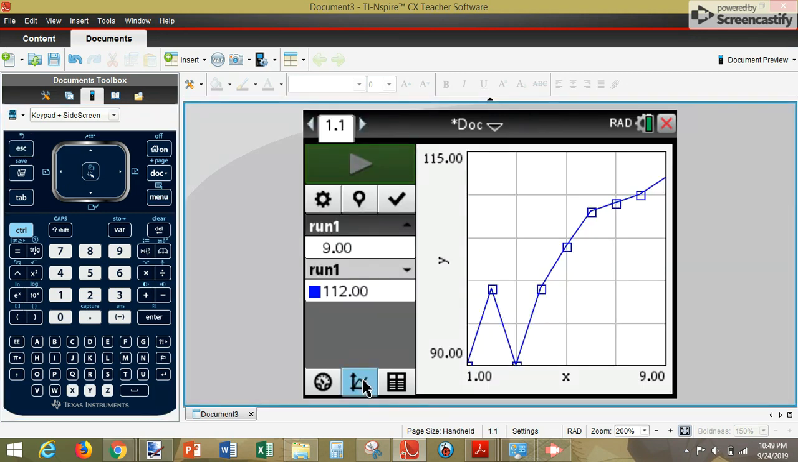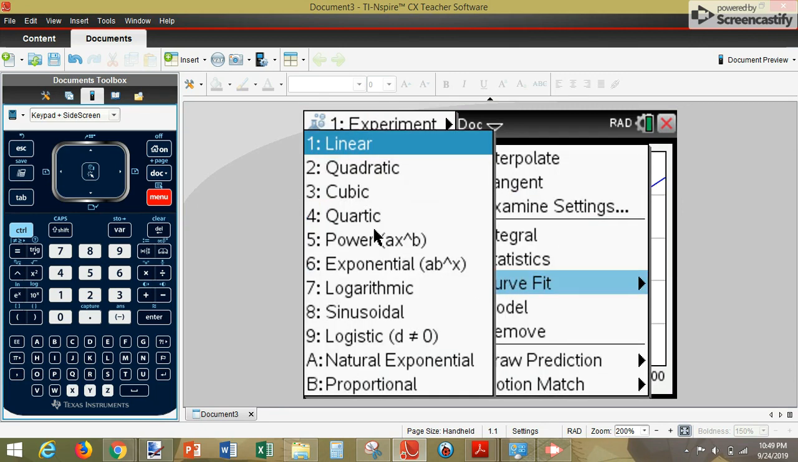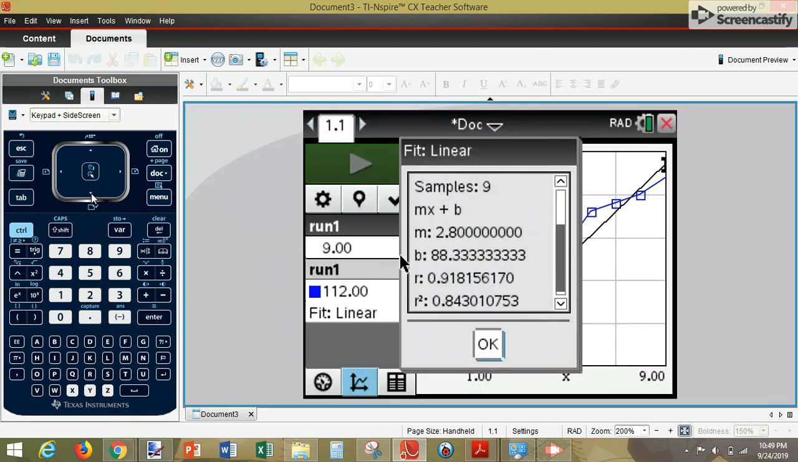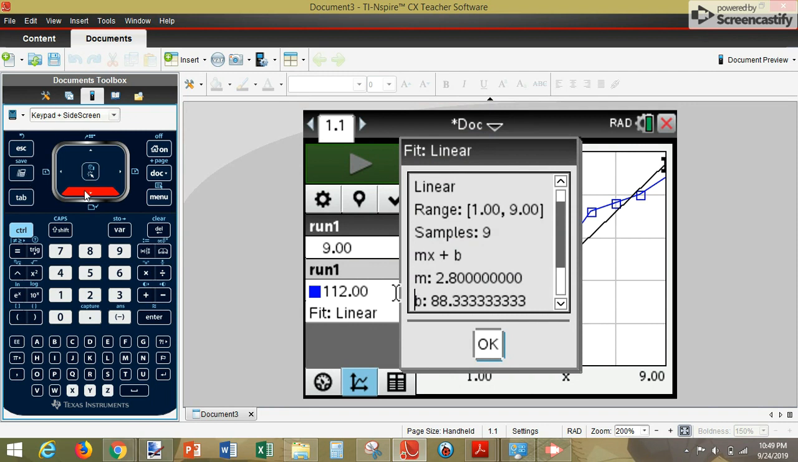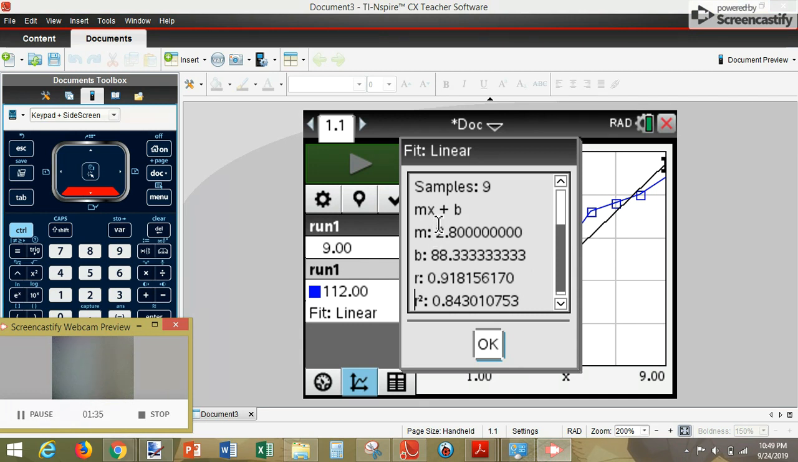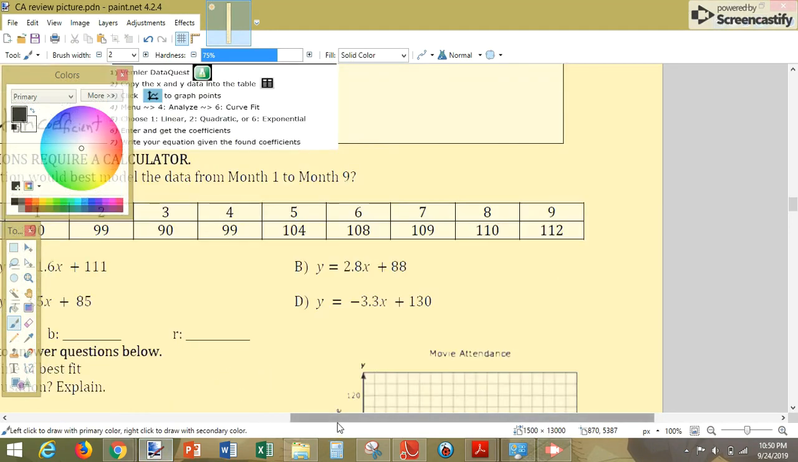So let's click the graph. Menu, 4, Analyze, 6 curve fit, 1 linear. Now we have this table that shows up. Keep pressing down until you get to the bottom. Right there. From here we have our m, our slope, 2.8. We have our b, y-intercept, 88.3. And we have our r, correlation coefficient, 0.92. So using that information, we'll go ahead and fill in these blanks right here.